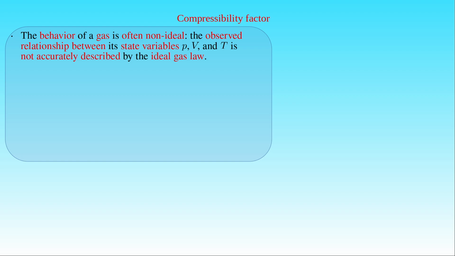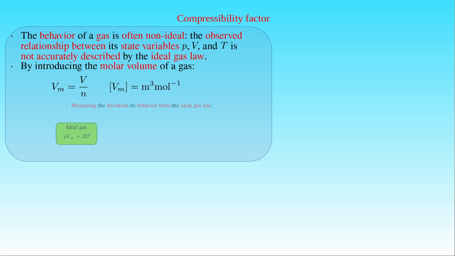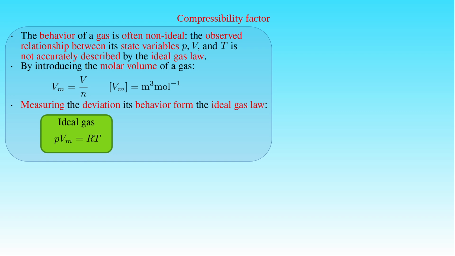The form of the ideal gas law can be simplified if we define the molar volume Vm of n mole gas by the ratio of its volume V to n, with the unit cubic meter per mole. Then we measure the deviation of the behavior of n mole real gas confined in the volume V at the temperature T and pressure P from the ideal gas law, given by the equation stating P times Vm is equal to the gas constant R times T, by introducing the deviation factor Z of the real gas and writing its equation of state in the form stating that P times V is equal to Z times R times T.